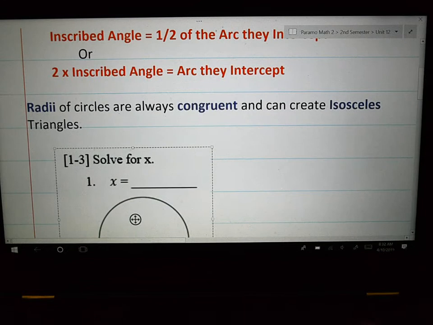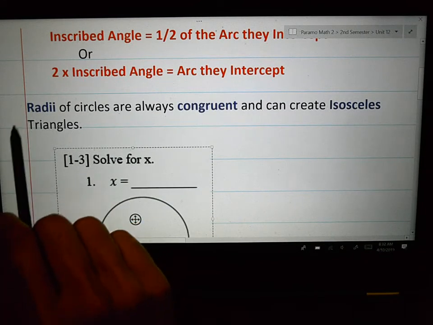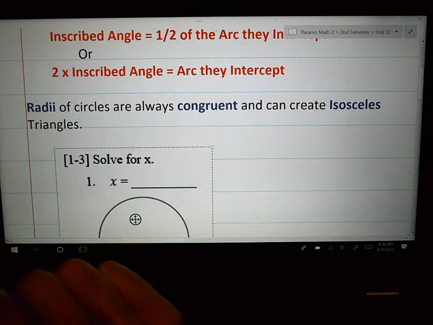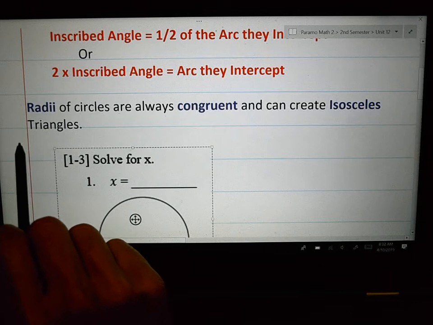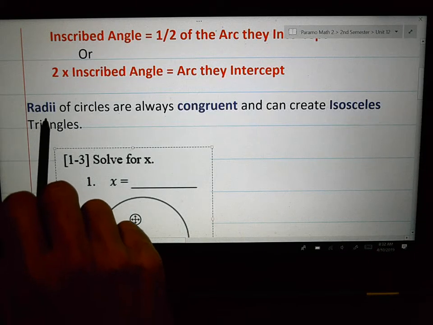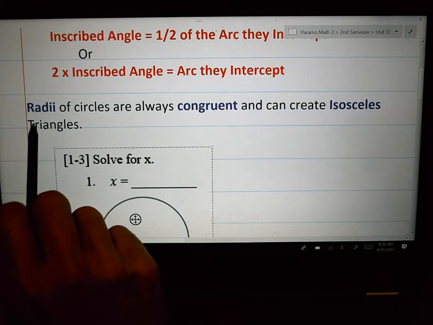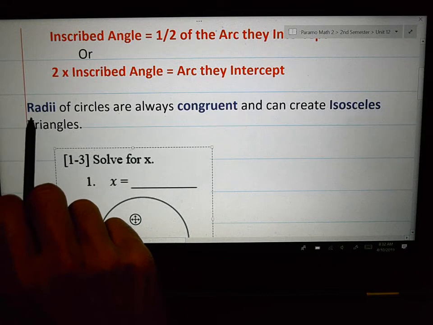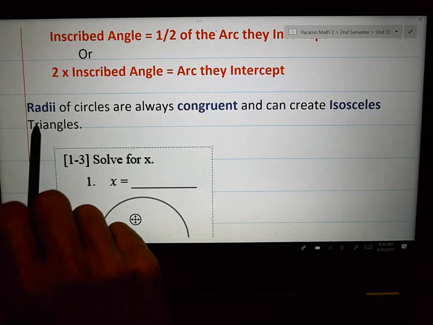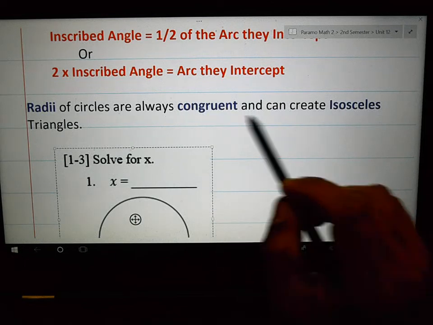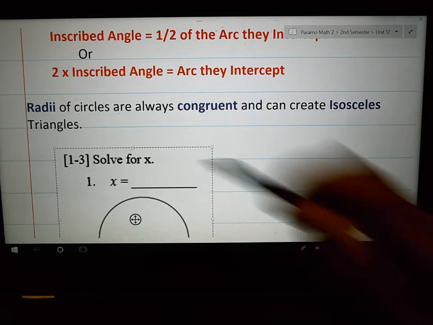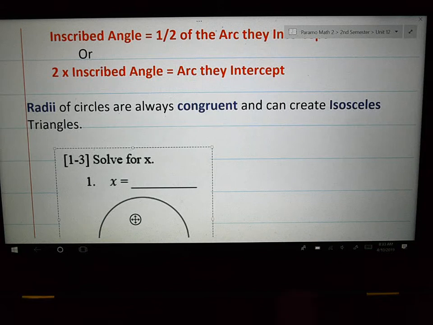The last thing that we have in our notes is talking about the radii of circles. If you know that you have a radius of a circle and another radius of the same circle, we don't say radiuses, we say those two radii. This is the plural form of the word radius. Both radii will be the same. They're going to be congruent or equal in measure, and that can create isosceles triangles, which is what we're going to use to answer some of the questions.